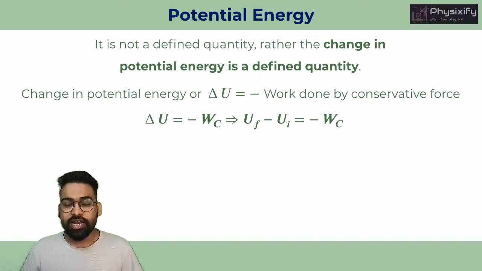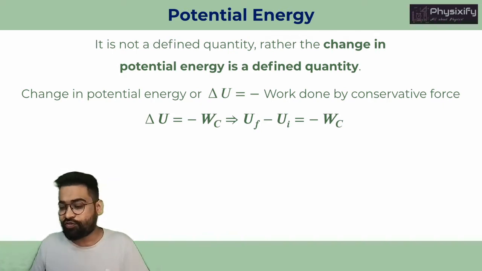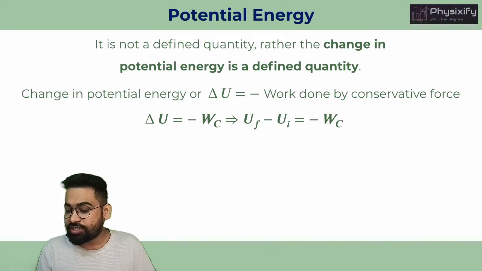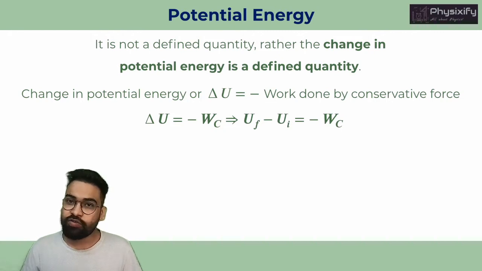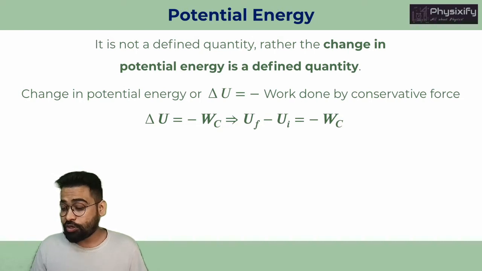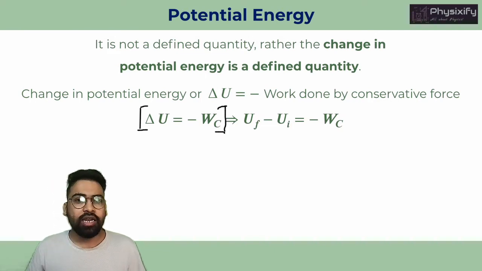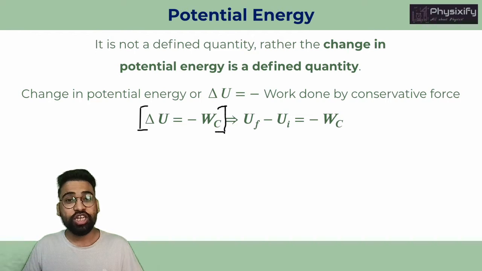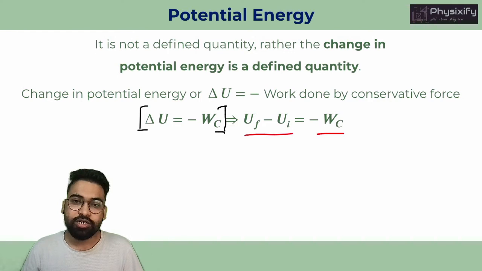How? We say that if we want to define potential energy, or rather this change in potential energy, because that is what we define, we call this change in potential energy delta U, which is the negative of work done by any conservative force, right? In mathematical terms, you can say delta U is minus WC. This is the formula that you can remember, and delta means change, final minus initial, and you can relate it to minus WC.